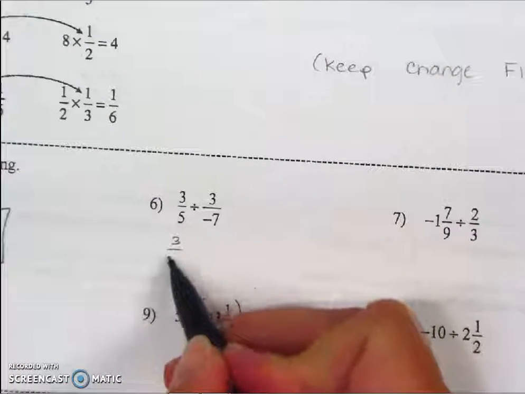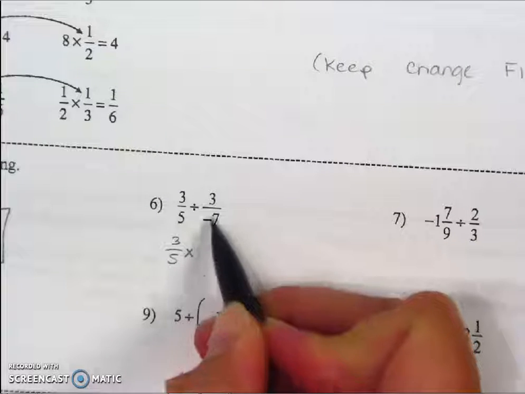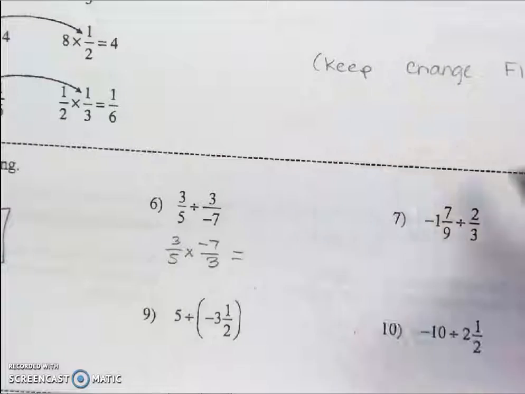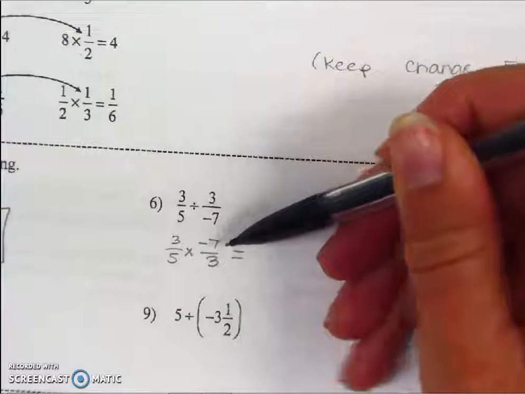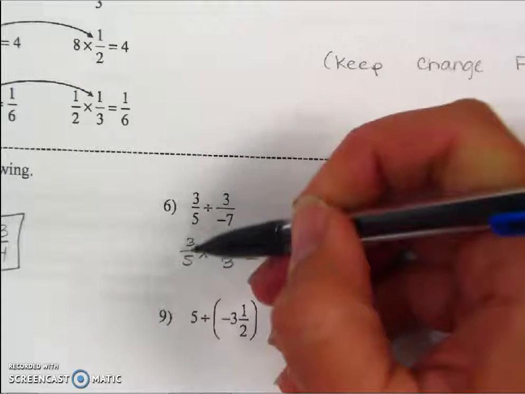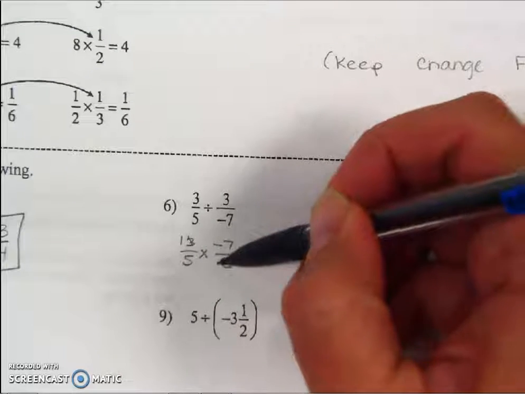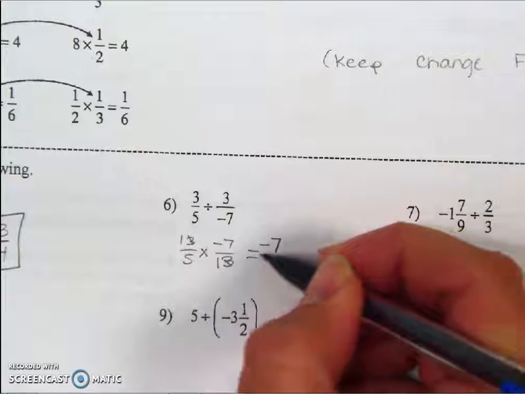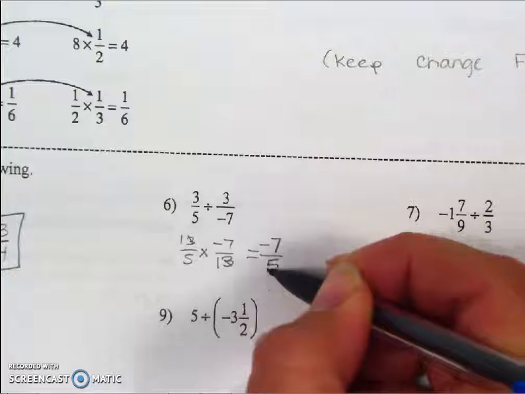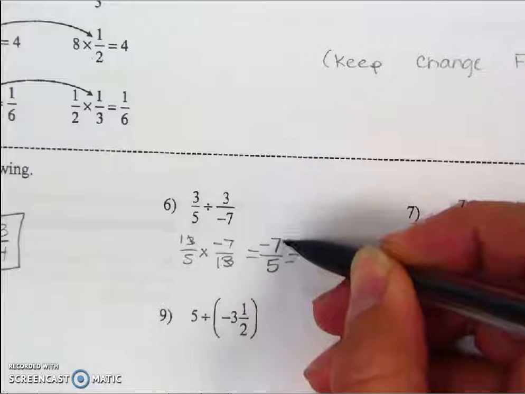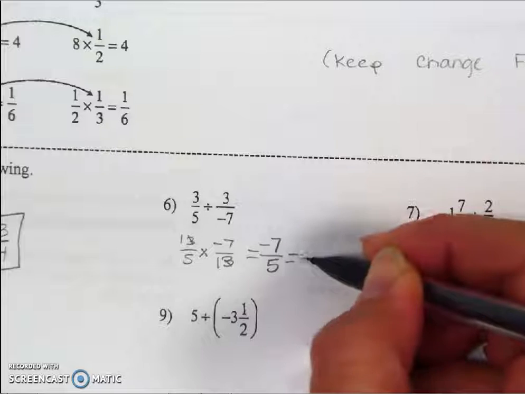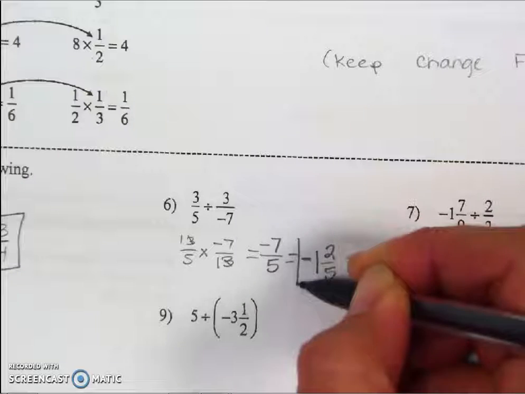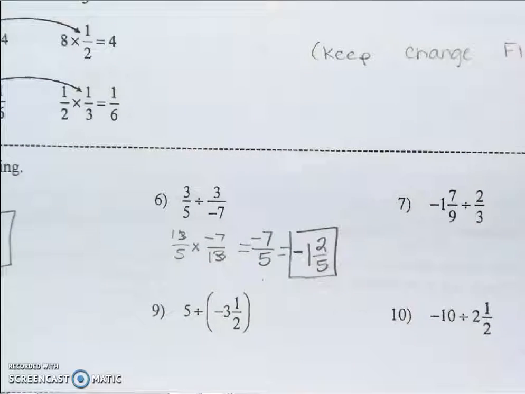Keep 3/5, change to multiply, flip to negative 7 over 3. All right, let's see. We can cross-reduce not the 5 and 7, but we can cross-reduce the 3 and 3. 3 goes into 3 once. So we end up getting 1 times negative 7, which is negative 7, over 5 times 1, which is 5. How many groups of 5 can I take out of 7? Well, I could take out 1, so this is going to be negative 1, and I would have 2 left over. So negative 1 2/5.